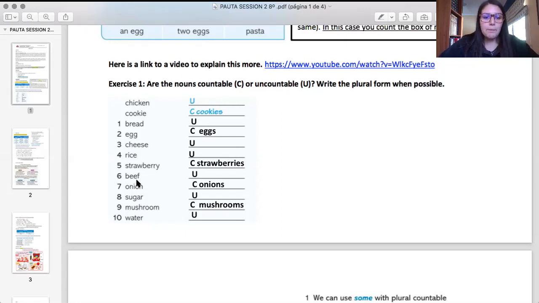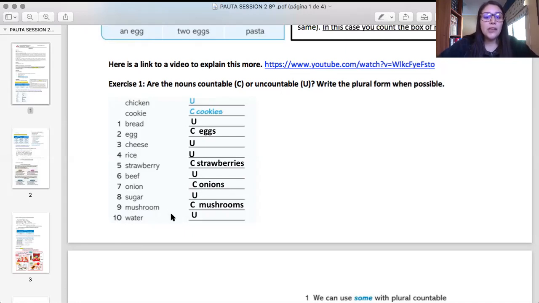Number 6, beef, uncountable. The same as chicken, is a unit. We eat pieces of beef. Number 7, onion. Is the same as strawberry. We can count onions, so onions is the plural form. Number 8, sugar is the same as rice. It's a unit of sugar. I buy a bag of sugar, a kilo of sugar, so it's uncountable. We don't count the little grains of sugar.